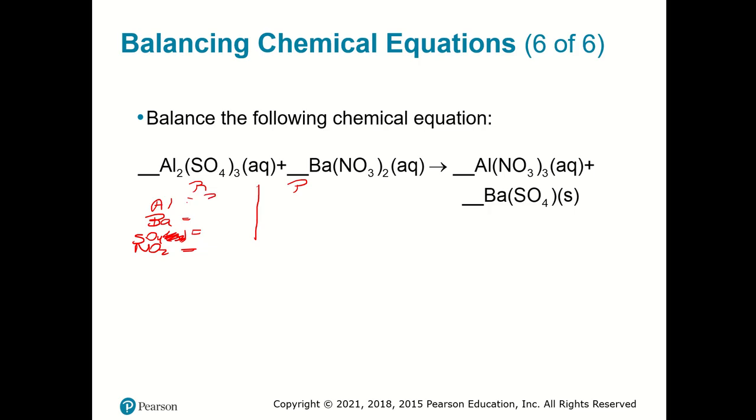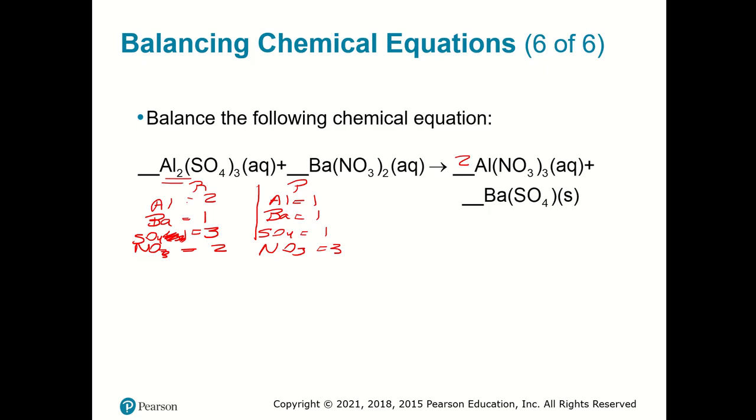So aluminum I have 2, barium I have 1, sulfate I have 3, nitrate I have 2. On the other side, I have 1 aluminum, barium I have 1 as well, sulfate I have 1, and nitrate I have 3. So if I start with the aluminum over here, I'm going to put a 2 over here.